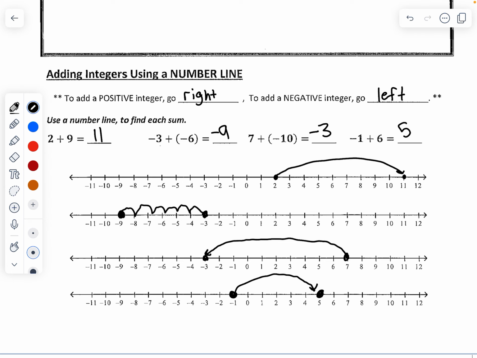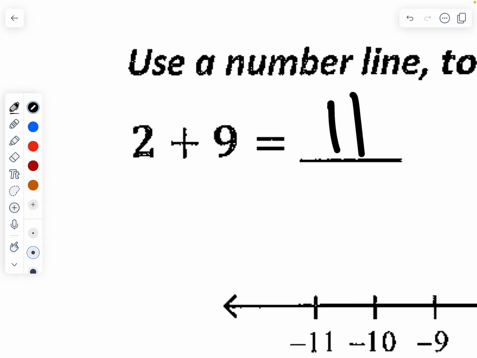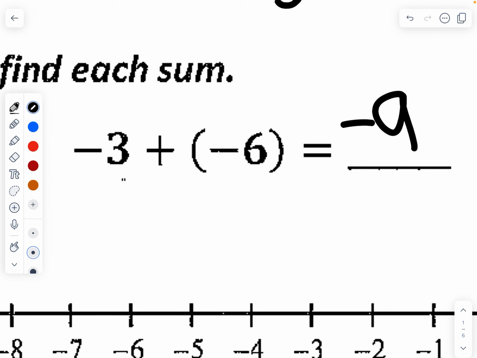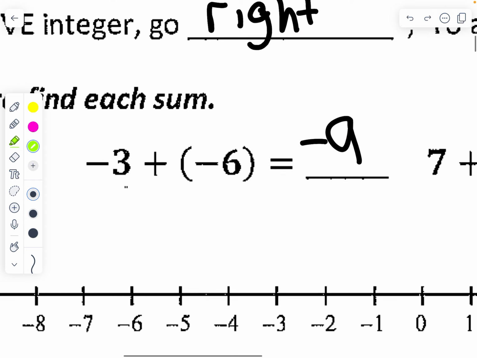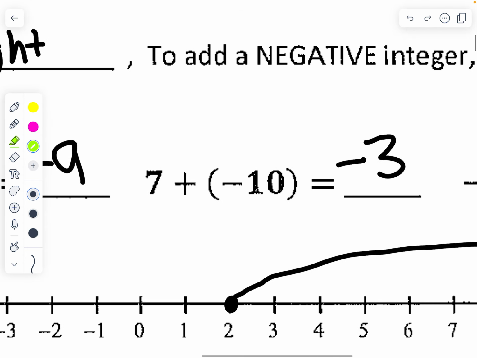So that is how you could do it with a number line, but hopefully we can see something that's happening here. 2 plus 9, these are both positive numbers, so we just combine them, and we got a positive 11. Negative 3 plus negative 6, these also have the same sign. They're both negative numbers, so 3 and 6 make 9, and they were both negative, so it was a negative 9. So these had the same sign, so we simply added them and kept the sign.